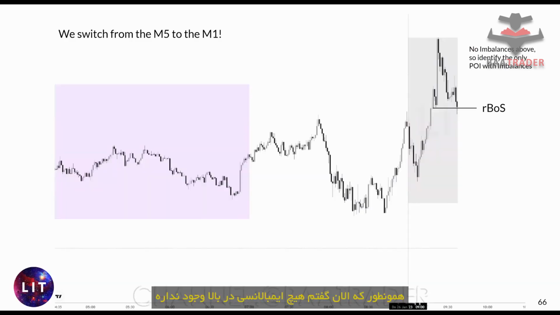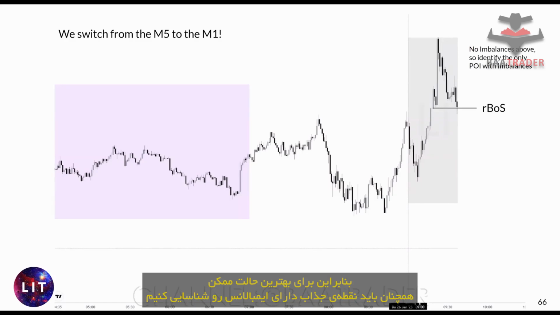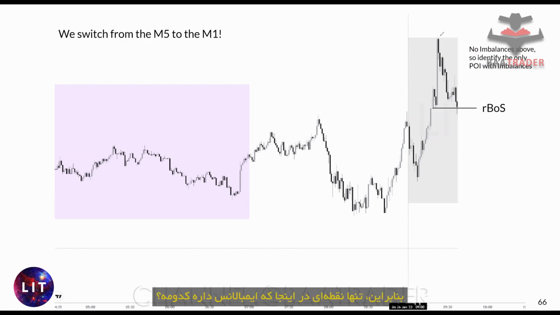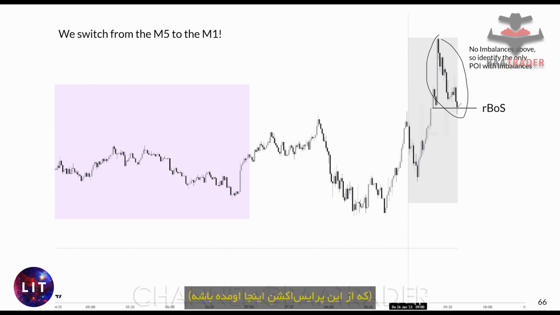So again, as I just said, no imbalances above, so we still have to identify a point of interest with imbalances for the best case. So what's the only point in here which has imbalances coming from this price action? Nothing here, nothing here. This is already mitigated, so the only thing left would be in here. After the relevant break of structure, leaving imbalances. So if they come in here, that's technically also a possibility you can take.